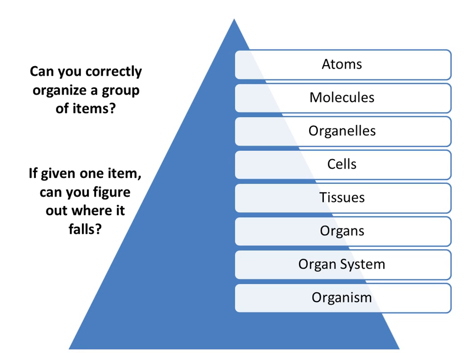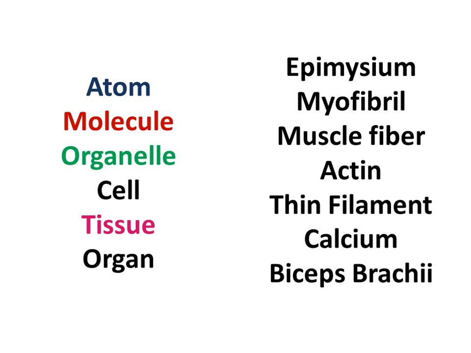So let's work an example together. On the right-hand side of the screen, in black, you can see the things I've listed here that I want you to organize based on that hierarchy. So when you're given a list like this, the first thing to do is work your way down the hierarchy. We know that the first, simplest level is the atom. So on this list, can you find an atom? An atom can also be written as the element. There is an atom written here, an element written here, and that is calcium.